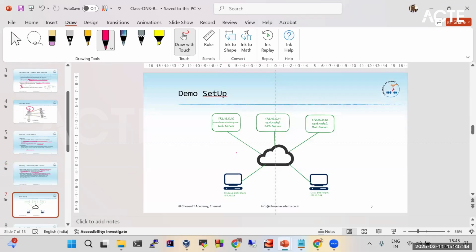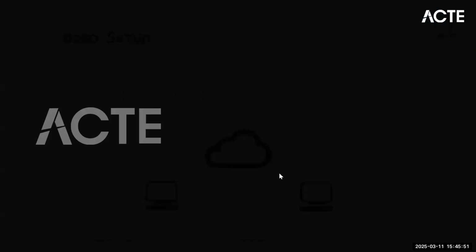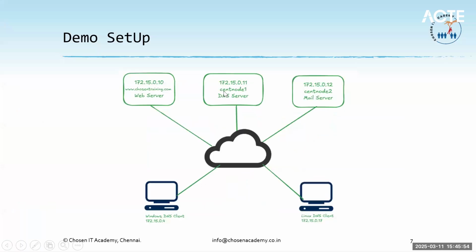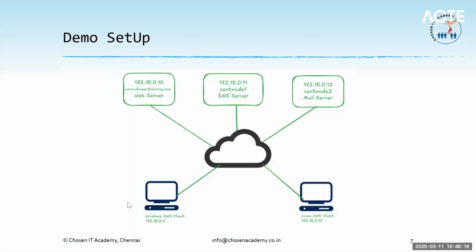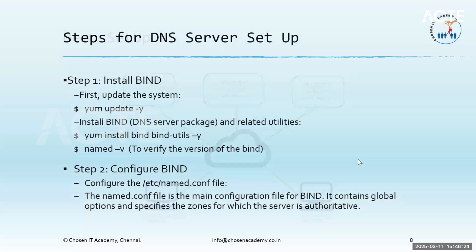Okay, so the demo setup is this. I have a DNS server running at 172.15.0.11. And there's a web server running at 172.15.0.10, and the mail server we will see tomorrow, that's running at 12. There are two clients: a Windows DNS client, which is 0.4, and another client called Linux client, which is running at 17. So that's going to be the setup.